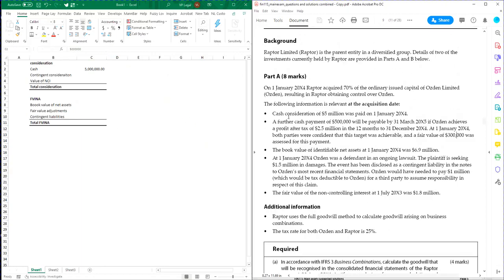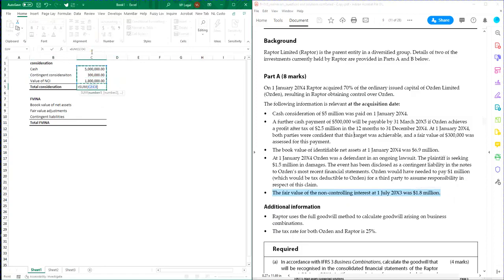So let's put in the 300,000. And then the value of NCI. We can see down here the value of NCI at 1.8 million, so let's include that in there. Then sum all these up, and we get 7.1 million. Now we need to calculate the book value of the net assets. That's 6.9 million over here. Fairly straightforward.